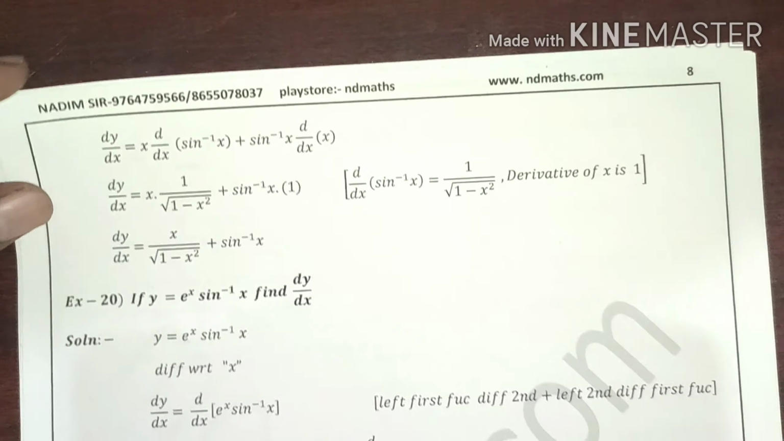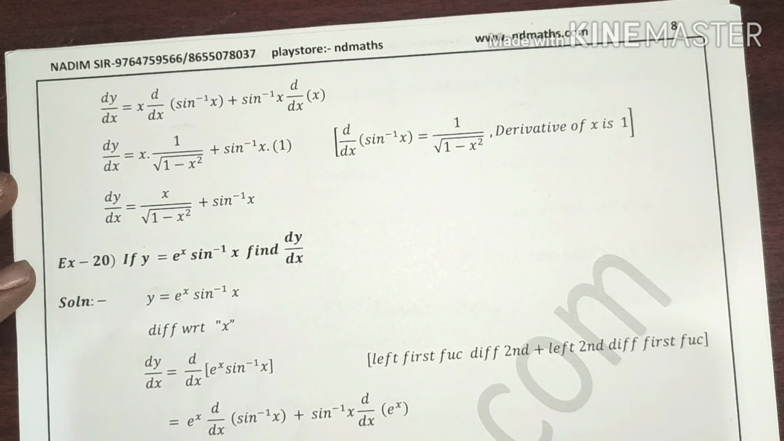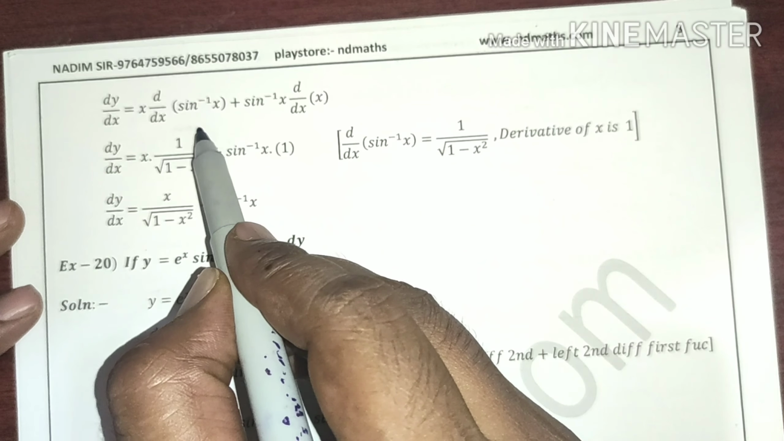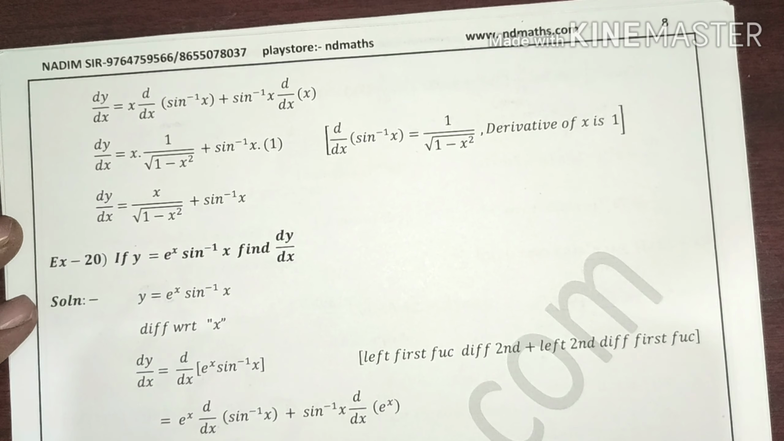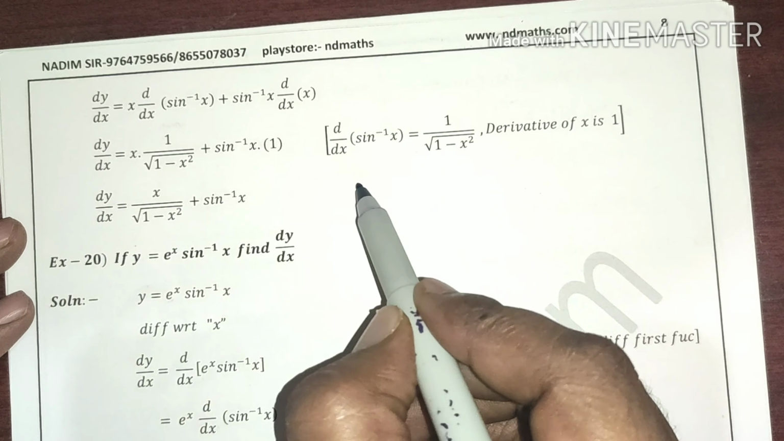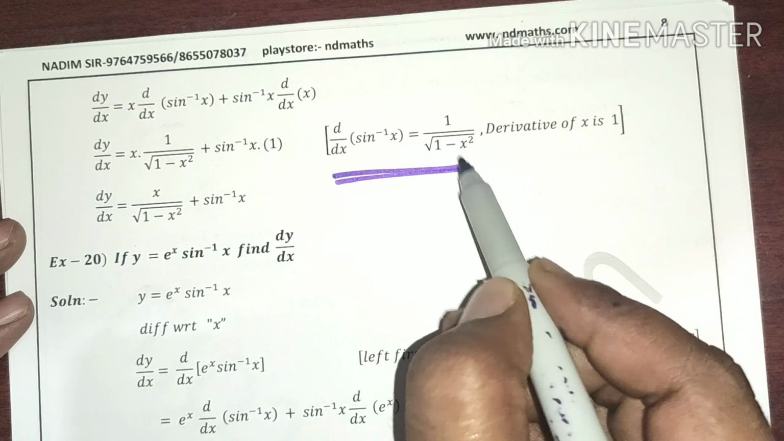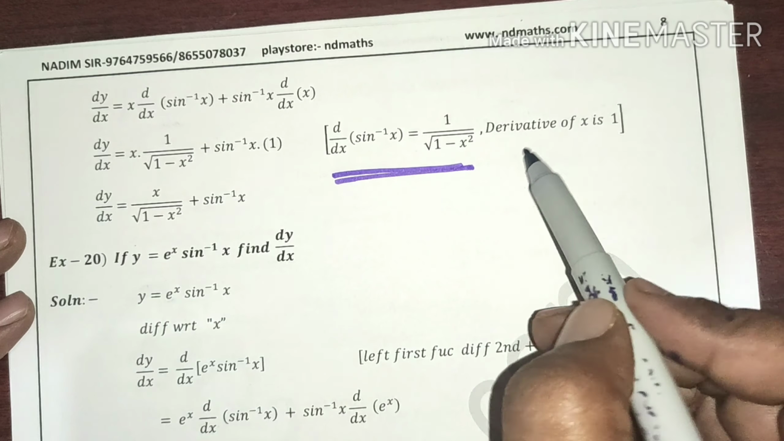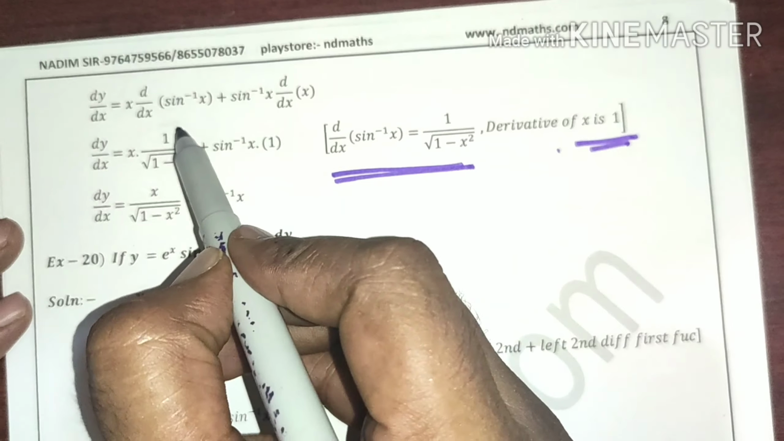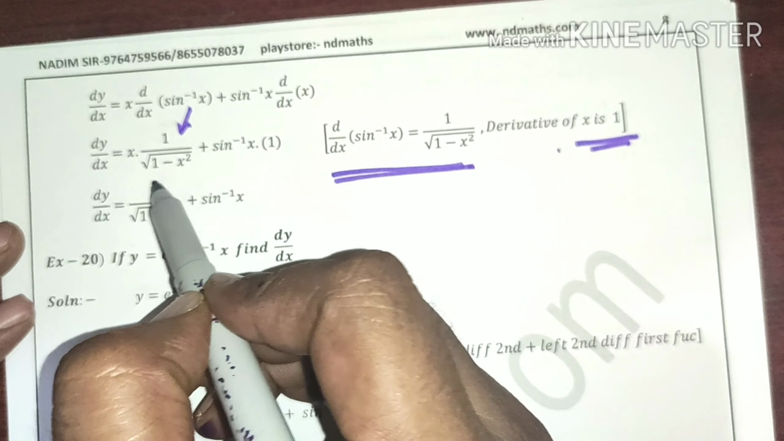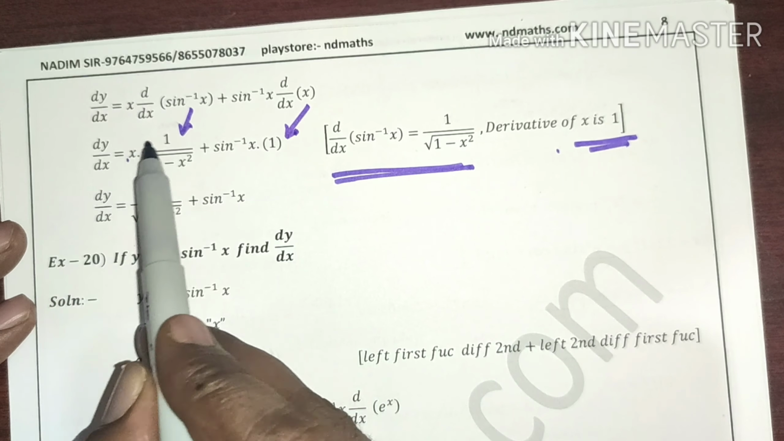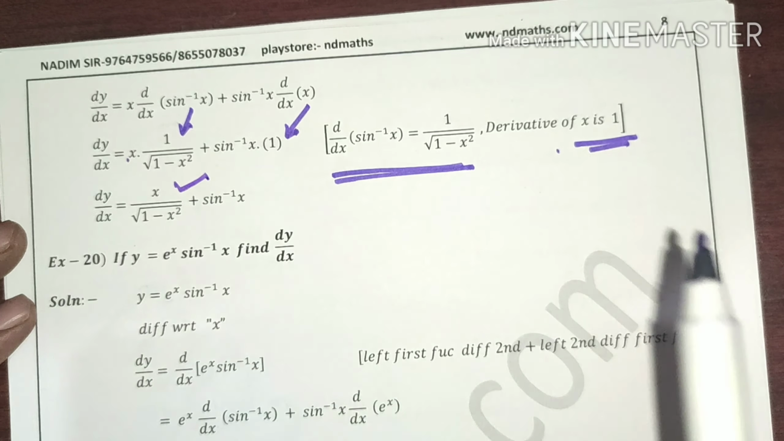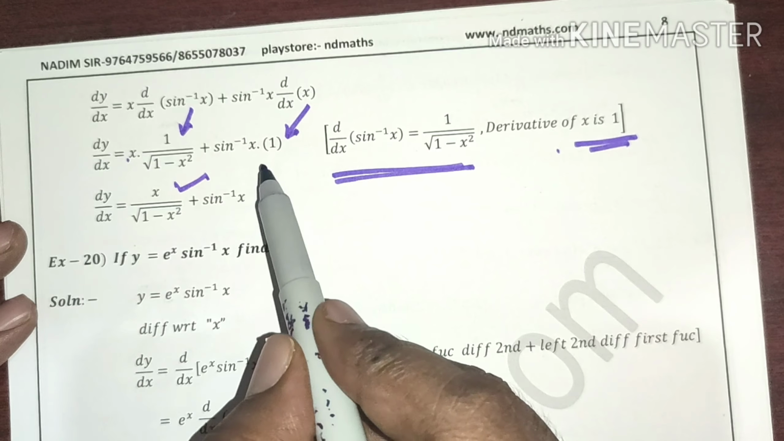x is the first function, that's why we leave x and take the derivative of sin inverse x, plus leave the second function sin inverse x and take the derivative of x. As we know, that is the multiplication rule. See here, the derivative of sin inverse x is 1 upon root 1 minus x square, and the derivative of x is 1. x into 1 is x, so that's why there is x. And sin inverse x into 1 is sin inverse x.